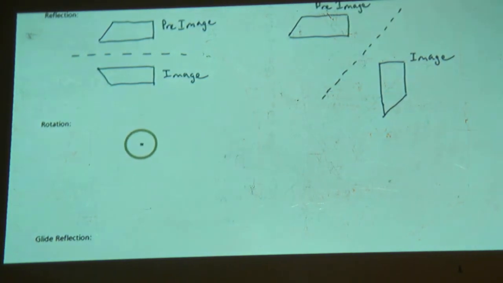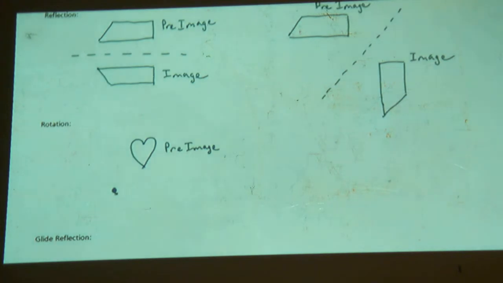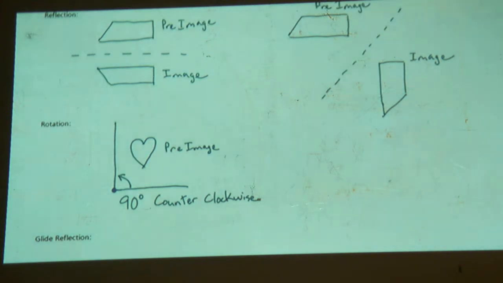In a rotation, we're going to start with a pre-image. And we need to have a point of rotation. And then we're going to need to know how many degrees and in which direction to rotate this image. So if I rotate in this direction, I'm rotating counterclockwise, and I'm rotating 90 degrees. So if I rotate this image 90 degrees counterclockwise, my image will end up being a sideways heart.